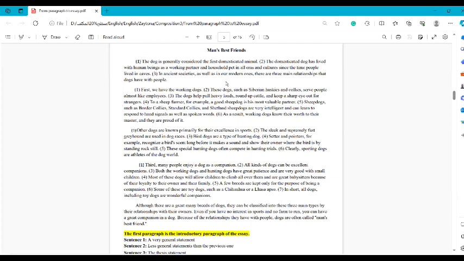Okay, here we have body paragraph number one, body paragraph number two, body paragraph number three. So how many relationships do dogs have with people? We have one, two, three. Three relationships. Okay, the same idea of the paragraph, but here we are talking about these relationships in more detail. And the last paragraph is called the concluding paragraph or conclusion.